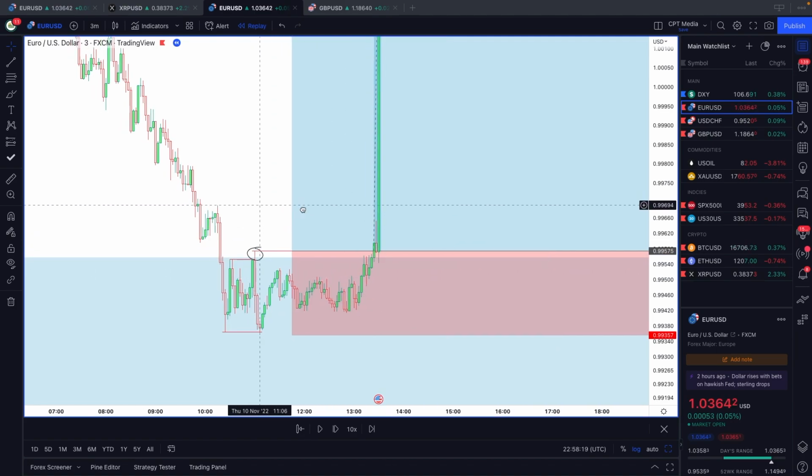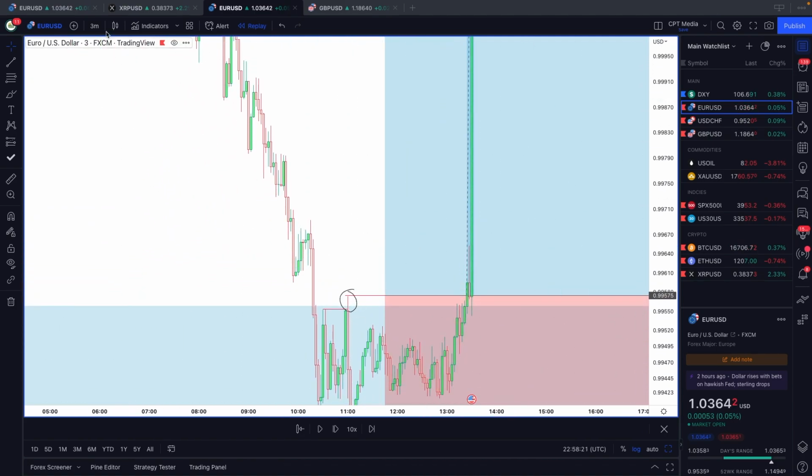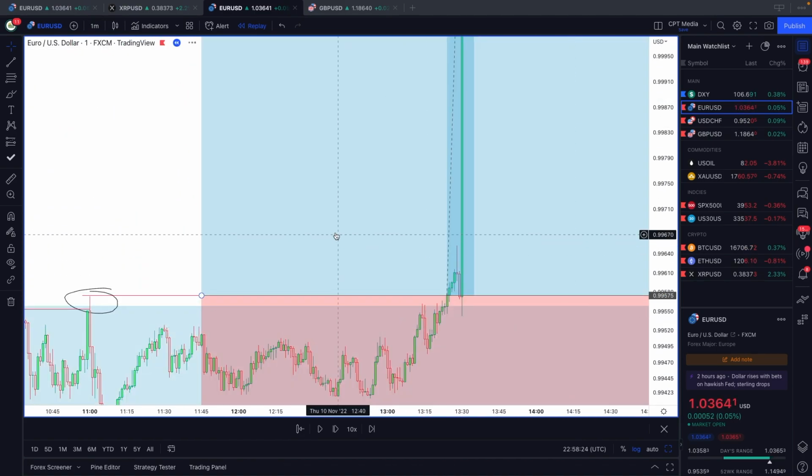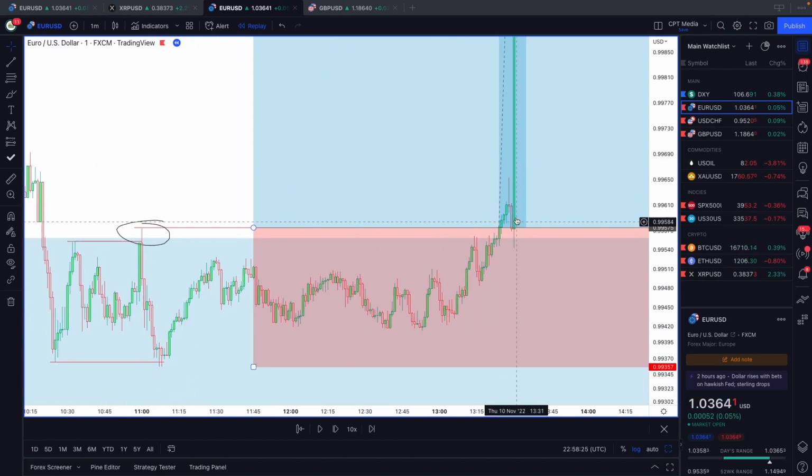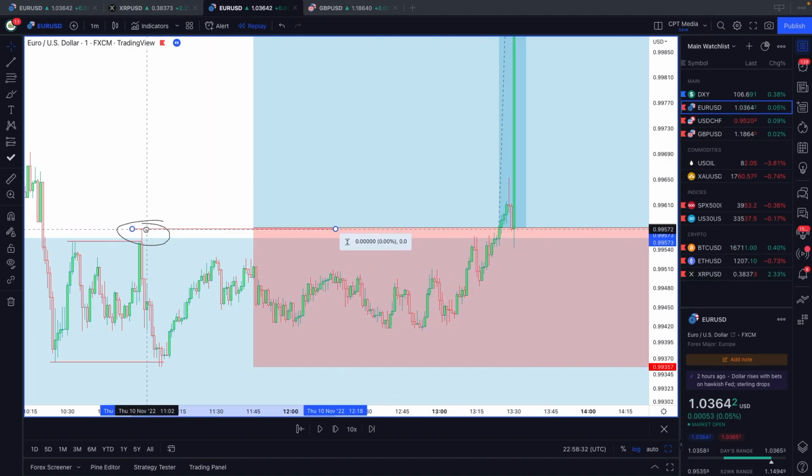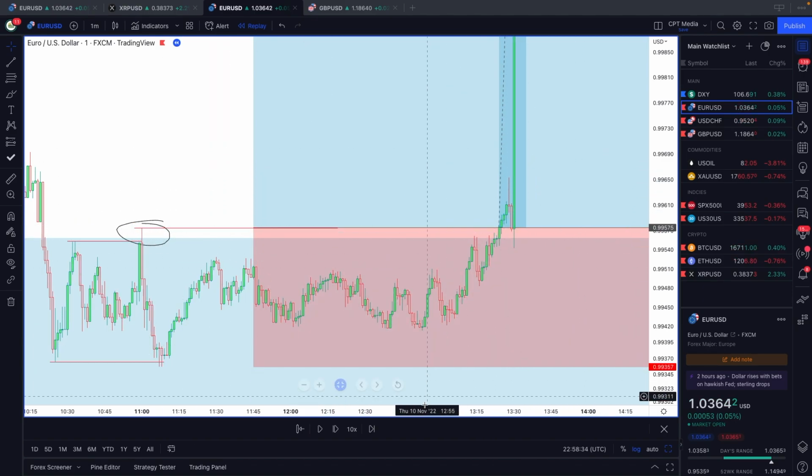There you go. What does price do? Let's scope in on the 1 minute. What does price do? It takes the high, pushes up and then pushes right back within the level, precisely of this high, retests it and then takes off.